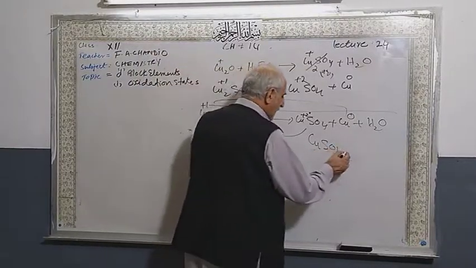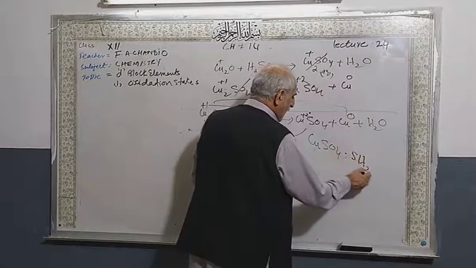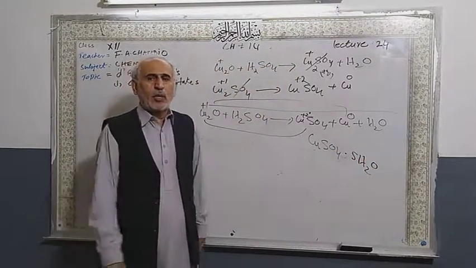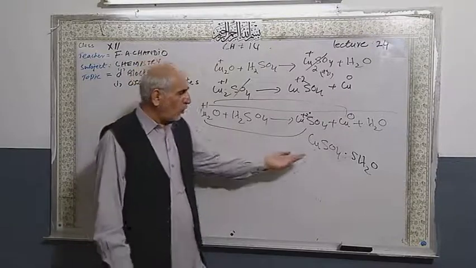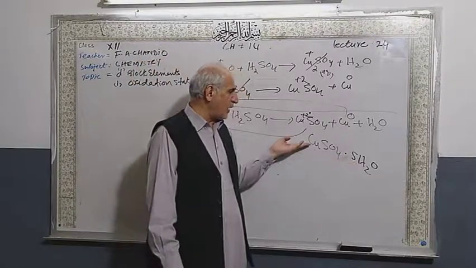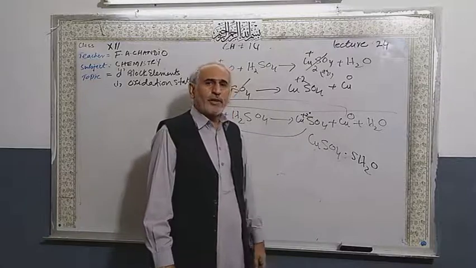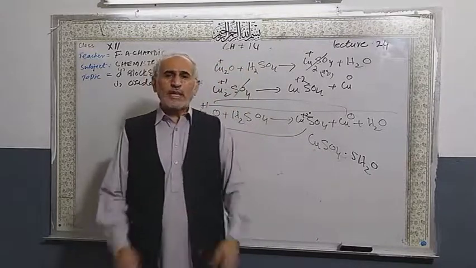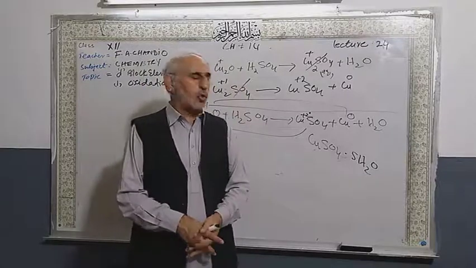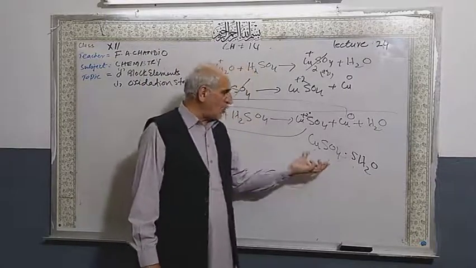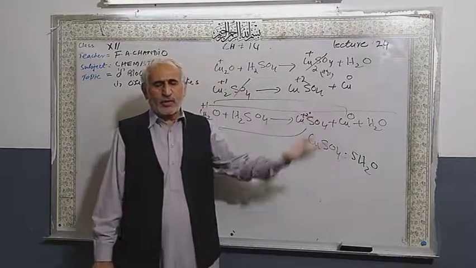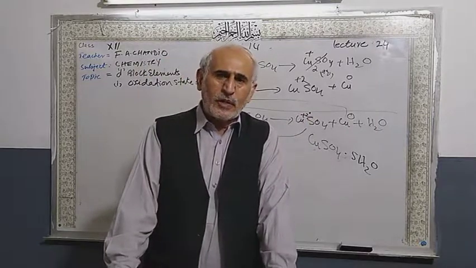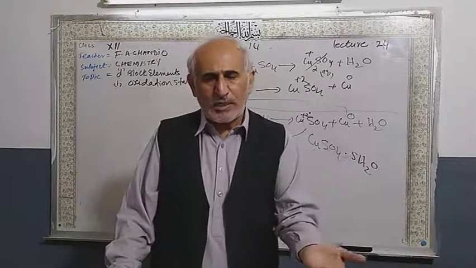It is a pentahydrate. 5 water molecules are coordinated with the copper sulfate. 4 water molecules are coordinated with the copper, and one water molecule is coordinated with the sulfate. So the coordination number of the copper ion is 4. If the 5 water molecules attach to the copper sulfate, the color in the laboratory is blue. The color of copper sulfate is blue, and you can do an experiment.